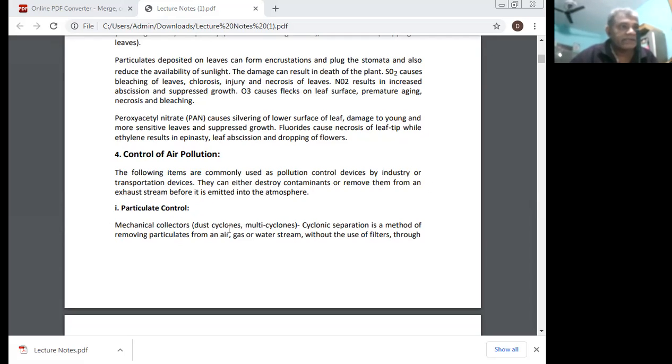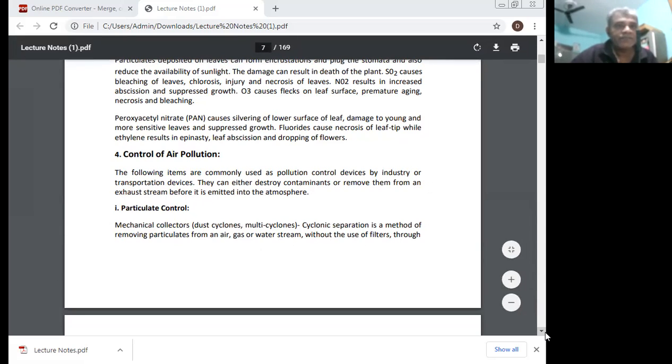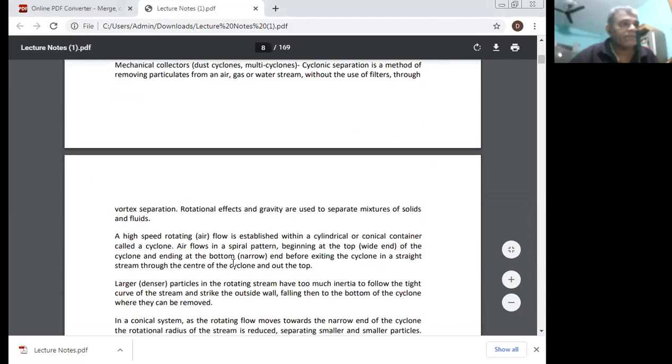Mechanical collectors, dust cyclones, multicyclone. Cyclonic separation is a method of removing particulates from the air, gas or water stream without the use of filters, through vortex separation. Rotational effects and gravity are used to separate mixtures of solids and fluids. A high-speed rotating air flow is established between a cylindrical or conical contour called a cyclone.